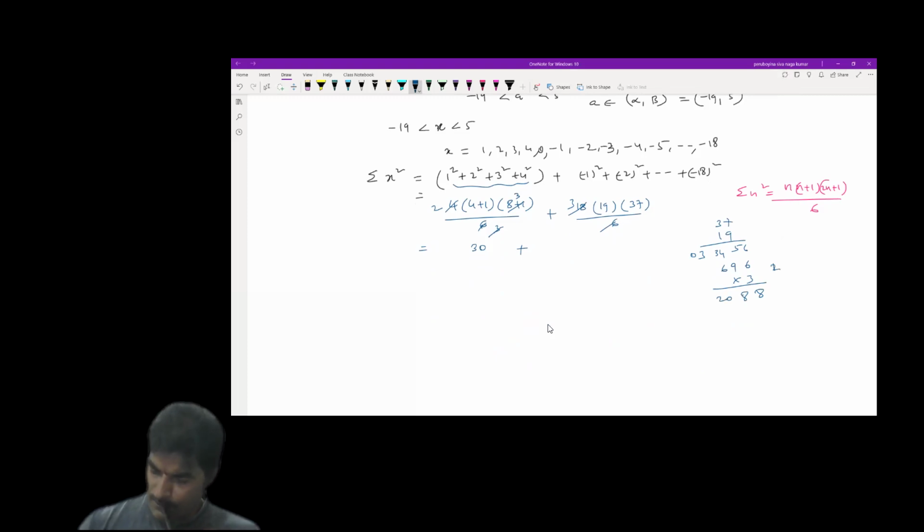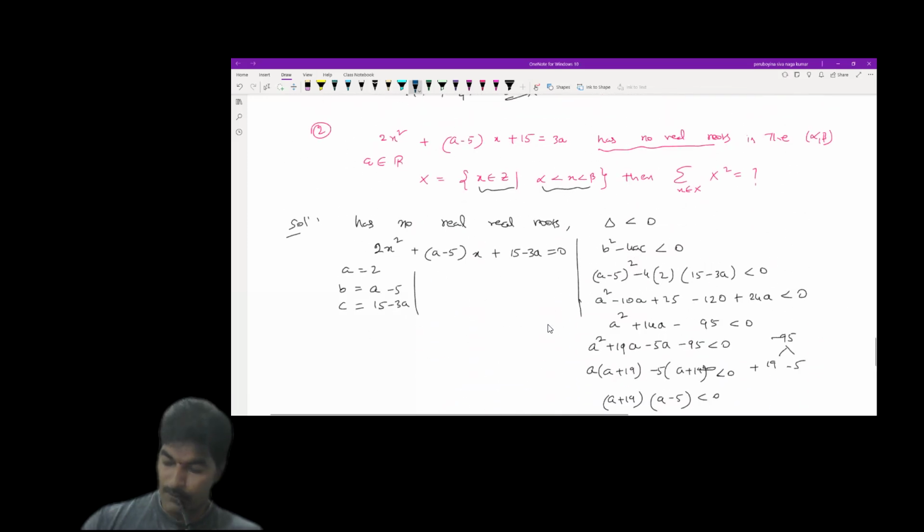So we got 2109, 30 plus 2109. And if you are adding these two numbers, 2139. So this will be the answer of this question, 2139. The options are given. The fourth option is correct for this question.